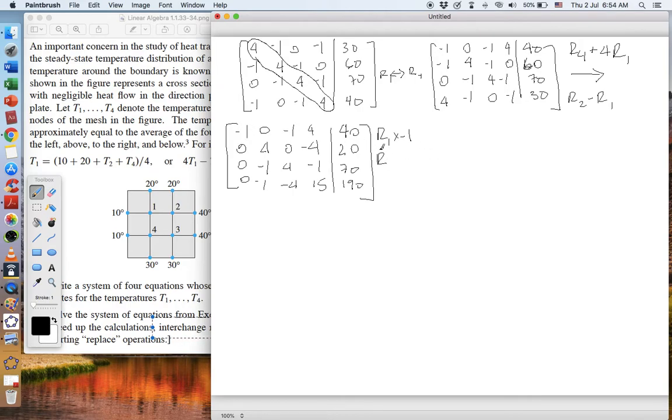We're going to multiply that first row by -1. And then we want to get a 1 here, so we're going to multiply that by 1/4 and divide it by 4.